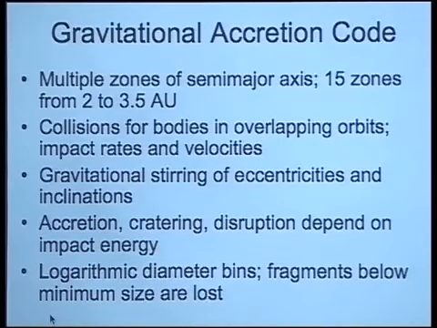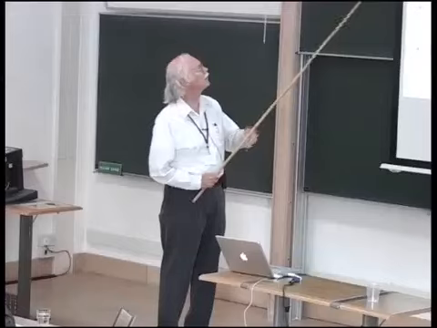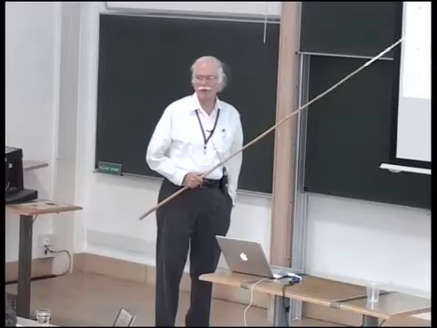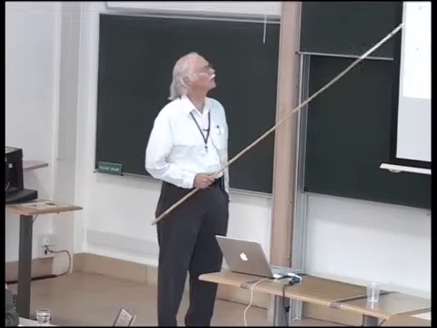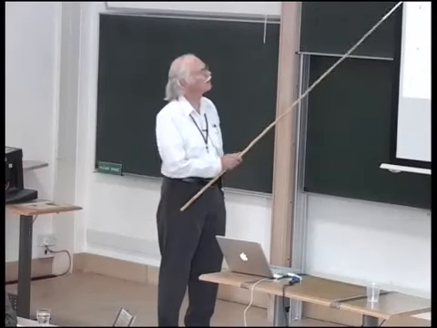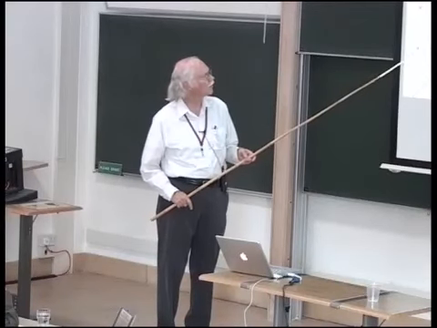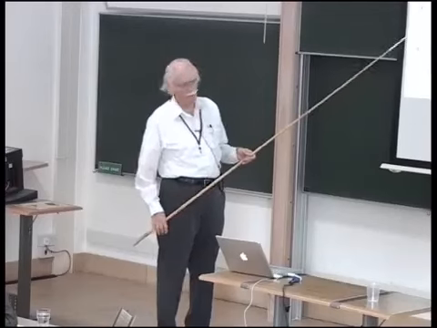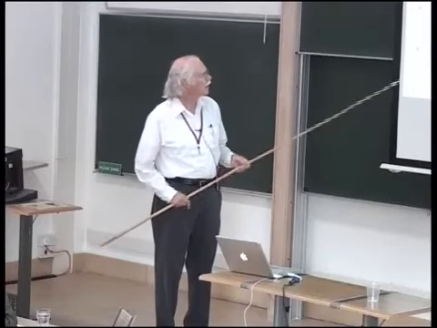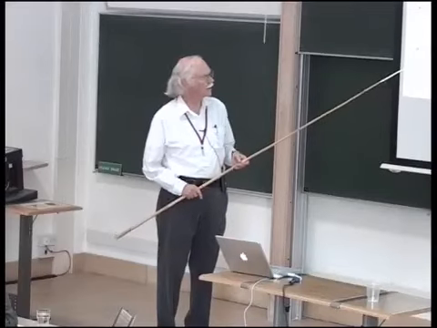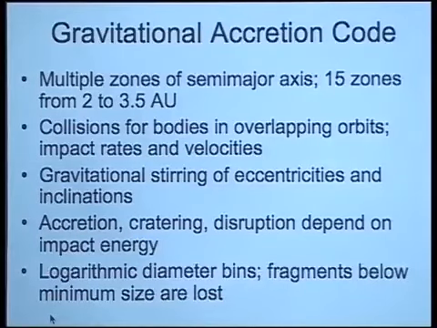This is the PSI planet building code. It's a multi-zone code where we put things into zones of semi-major axis. For these simulations, I use 15 zones from 2 to 3.5 AU. It computes the collision rates of bodies in overlapping orbits, the impact rates and velocities. It has gravitational scattering evolution, and it has impact outcomes of accretion, cratering, or disruption depending on the impact energy. And it keeps track of the size of bodies in logarithmic size bins, and if things get ground down too small, the fragments are lost from the system.